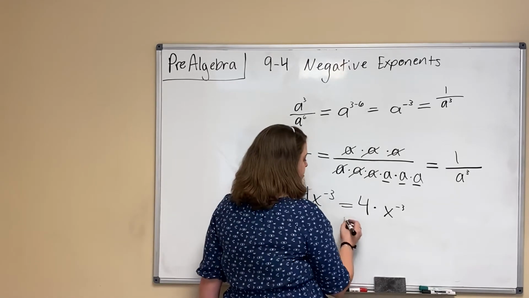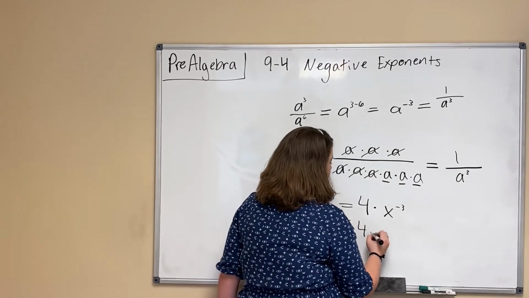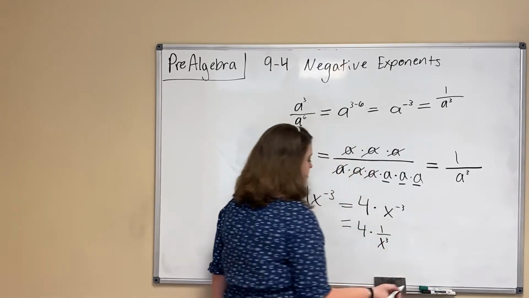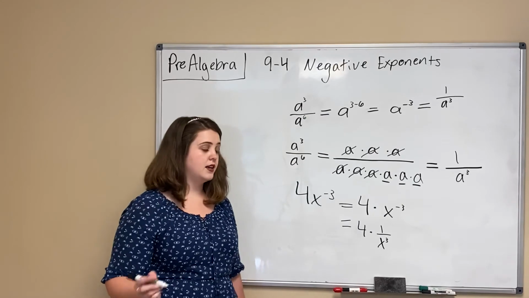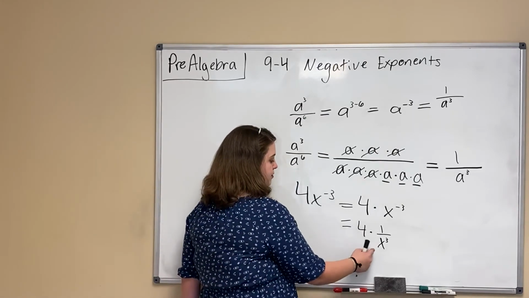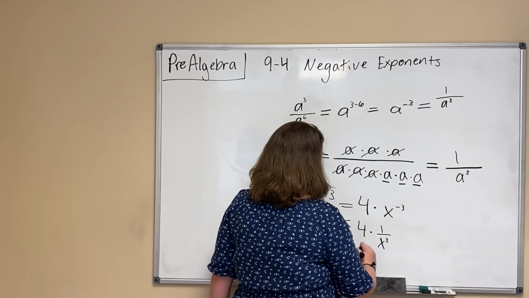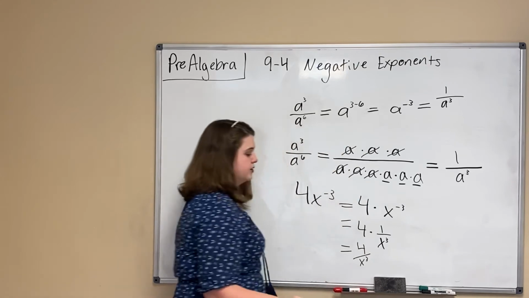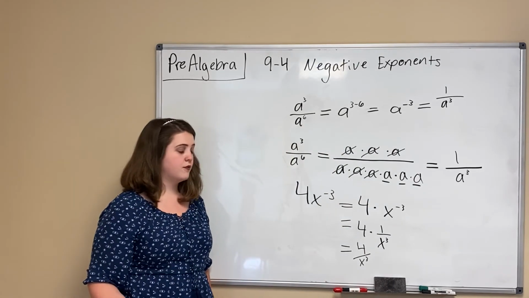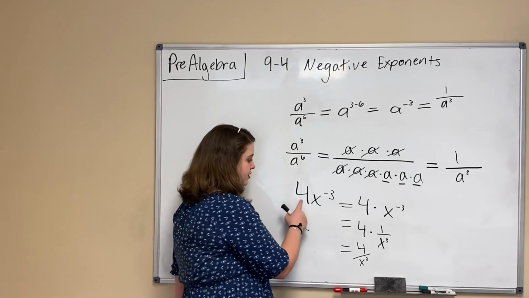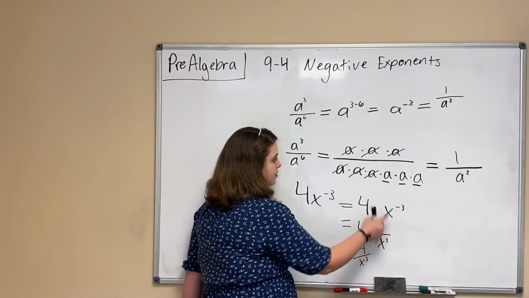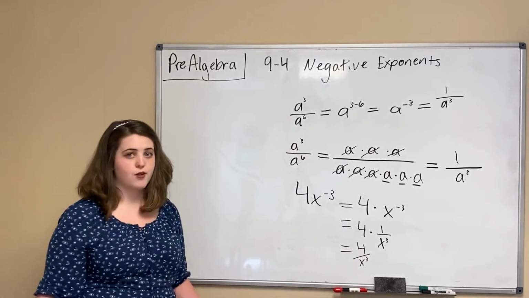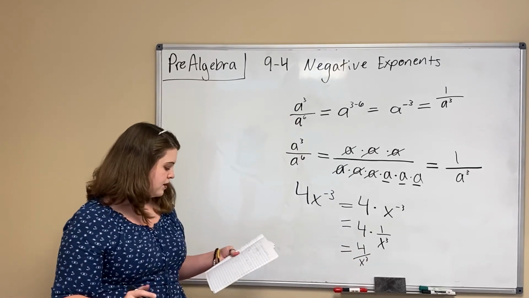So what I'm going to do is rewrite that as 4 times 1 over x to the 3rd, right? And now because I have 4 times 1 over something, I can rewrite that as 4 divided by x to the 3rd. Hopefully everybody sees how that happened. We just took our x and put it in the denominator just like we did with all these other problems, but you have to still multiply your 4 in the end to get your whole monomial.